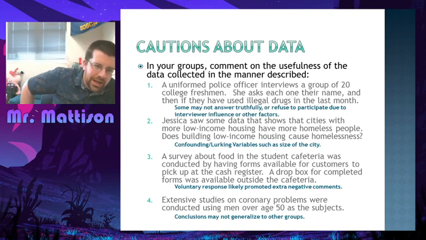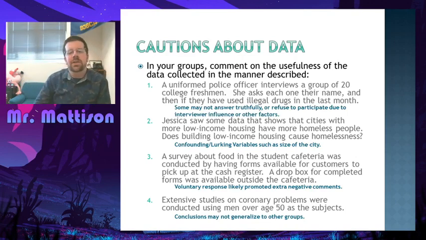Okay, so first one here, we have a uniformed police officer who's interviewing a group of 20 college freshmen. He asks each of them their name and if they have used illegal drugs in the last month. You might see why this is a problem, right? This is that kind of interviewer bias. He's in a uniform, he's a cop, and he's asking them their name first and if they have used illegal drugs. Most people who have used illegal drugs aren't going to tell a cop their name and that they use illegal drugs to his face, right? So we can kind of see the bias there.